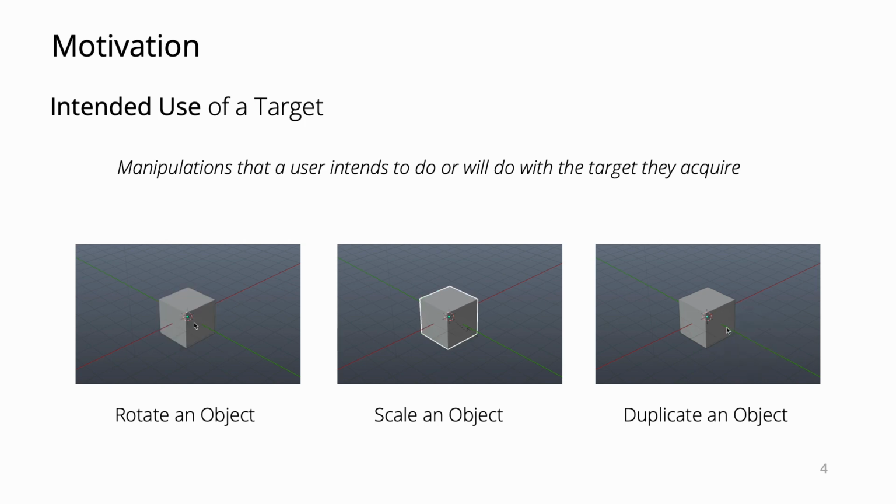However, target amplitude and width are not the only factors impacting acquisition performance. One factor that may impact target acquisition time is the intended use of the target. By intended use, we refer to manipulations that a user plans to do or will do with the target they acquire. For example, you may want to rotate, scale, or duplicate an object after you acquire it in Blender.